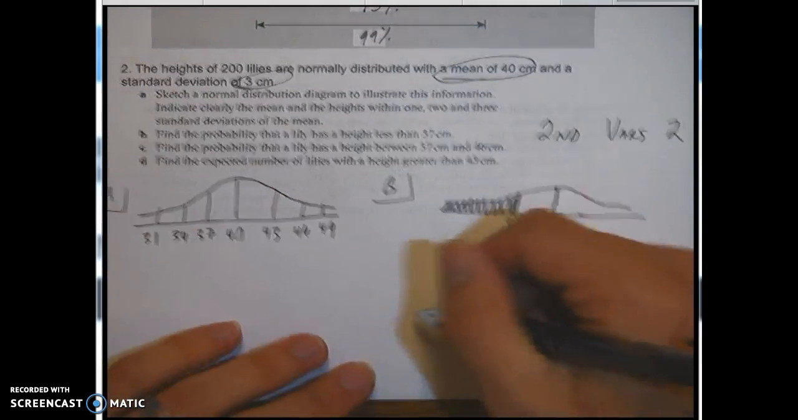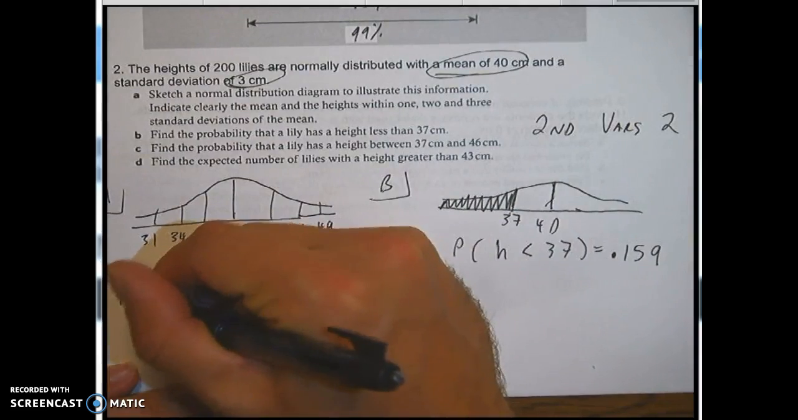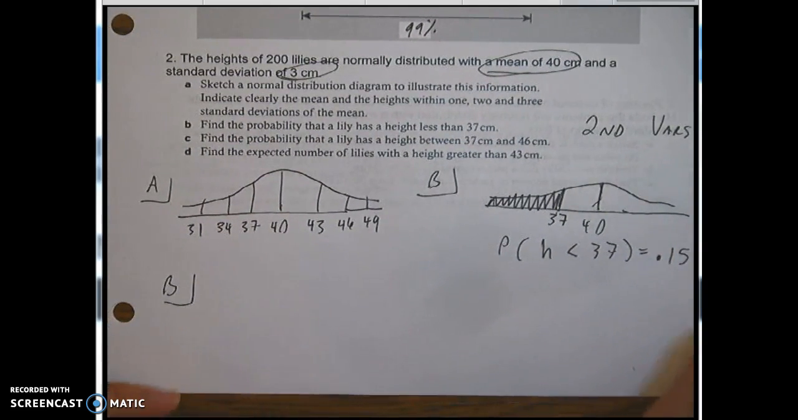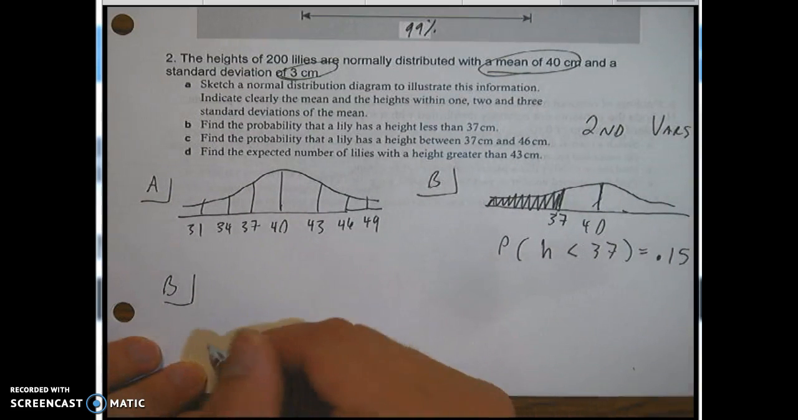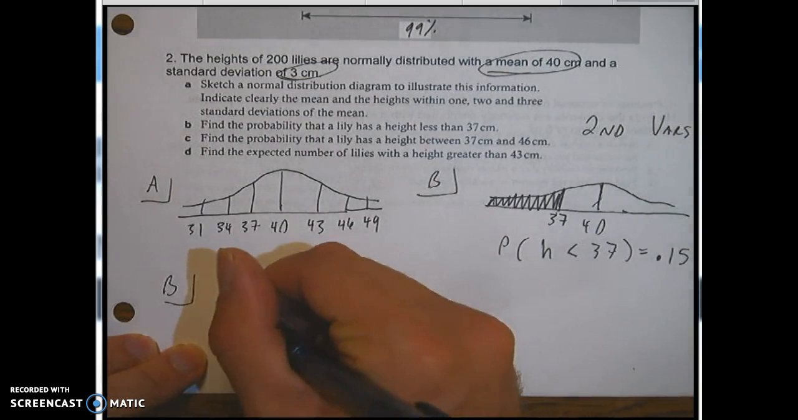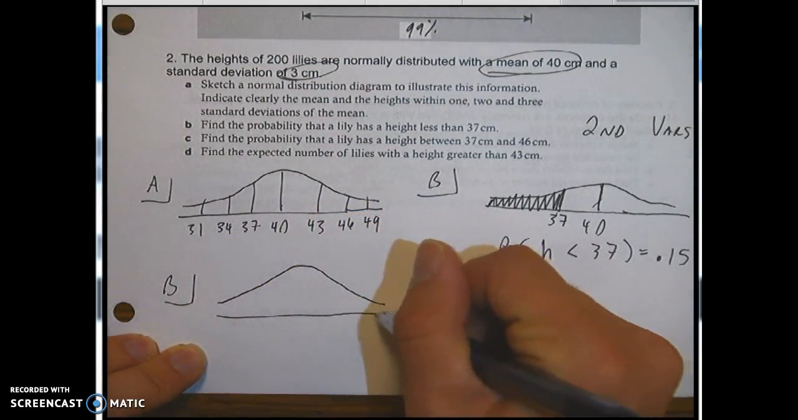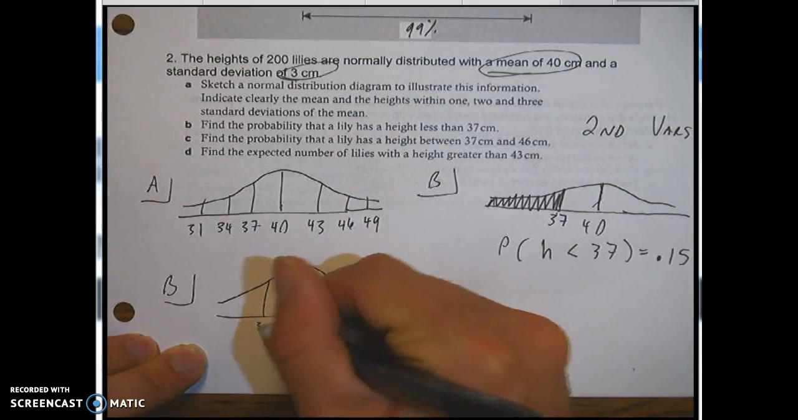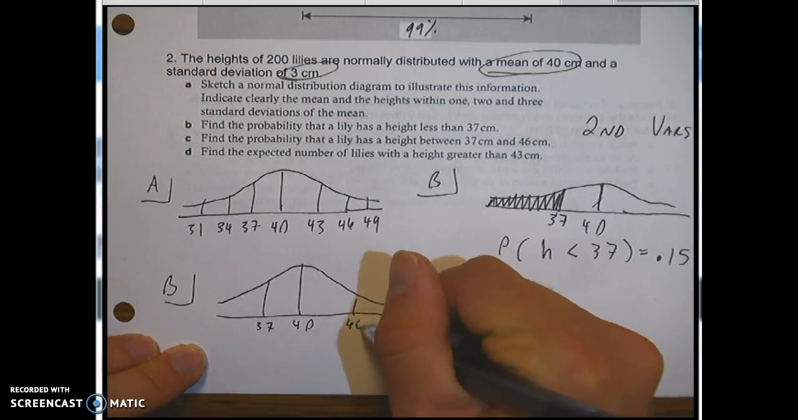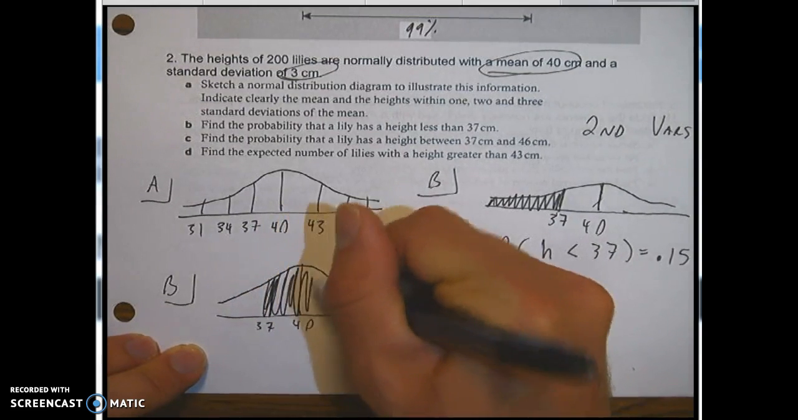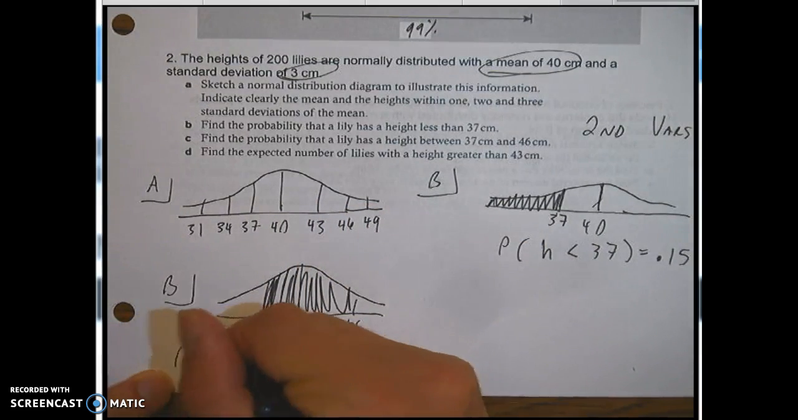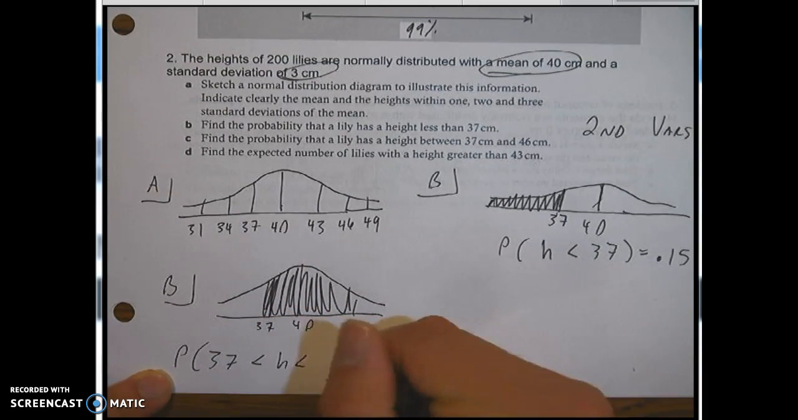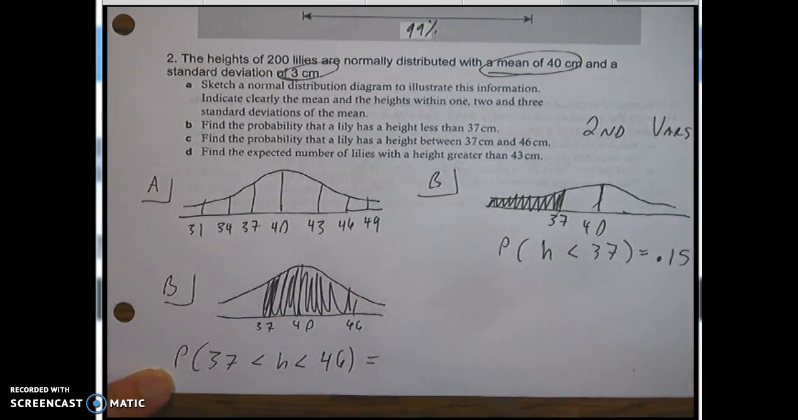Part B, we'll do that one over here. It says find the probability that a lily has a height between 37 and 46. So draw yourself a little curve. Here's 40. Here's 37. Here's 46. And we want to be right in between there. So I want the probability that the height is between 37 and 46.